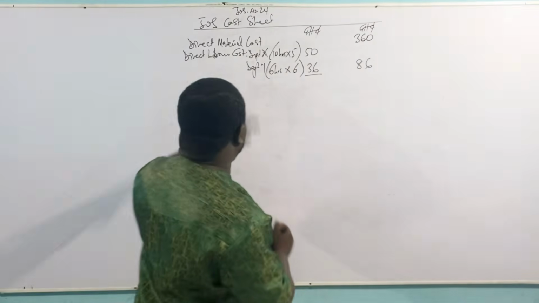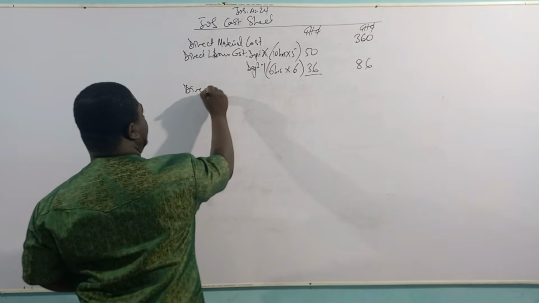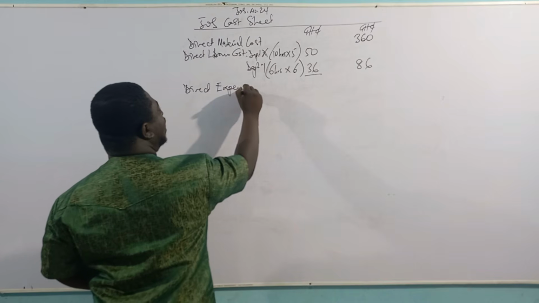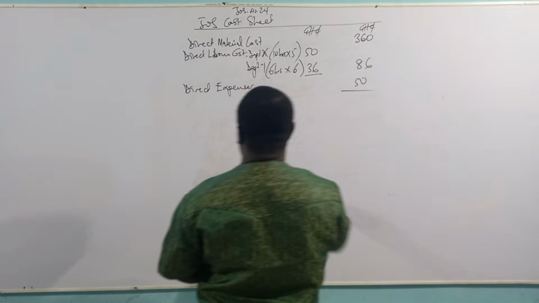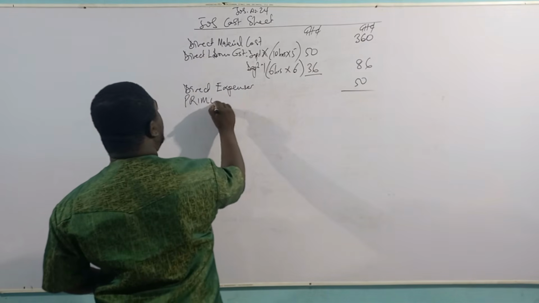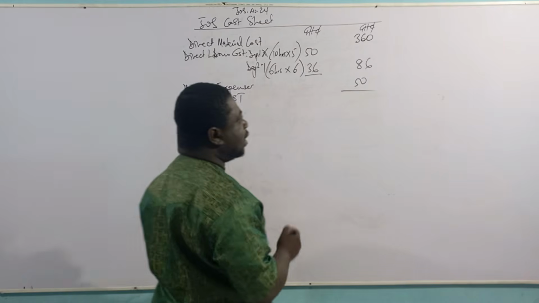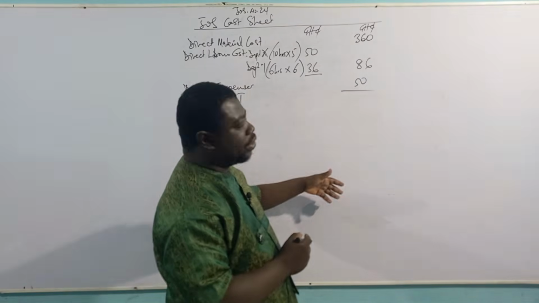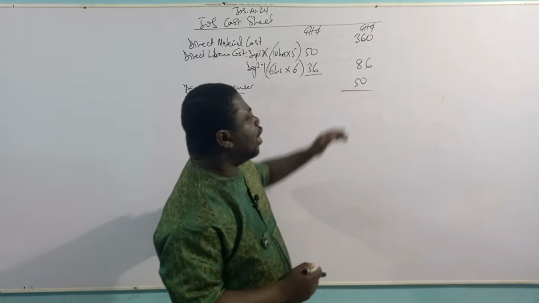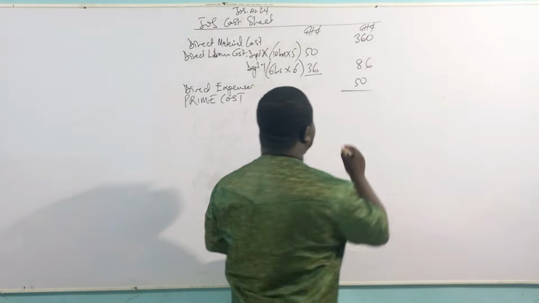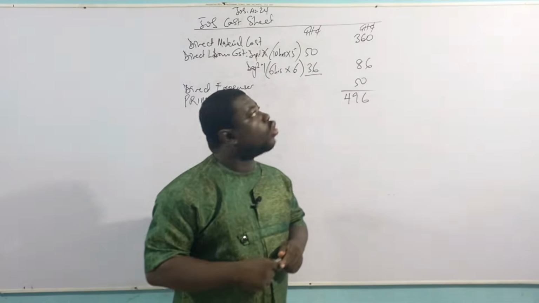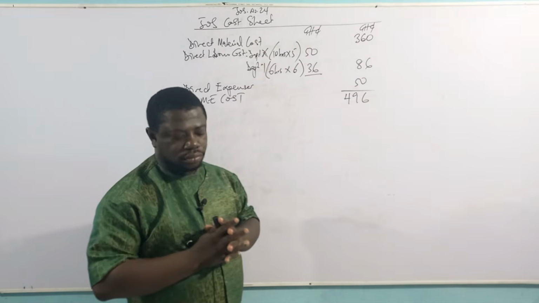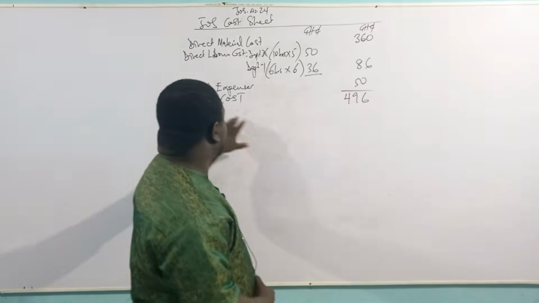And then from the direct labor, we know that we move to direct expenses, if there is any. And in this question, there was a direct expense of 50 cedis. That was given to us straight away. And therefore, we find our prime cost. We know that prime cost is the aggregate of all the direct costs. And therefore, when we add these three, we are going to have 496, 496 as the prime cost for job number 24. I'm sure we understand.